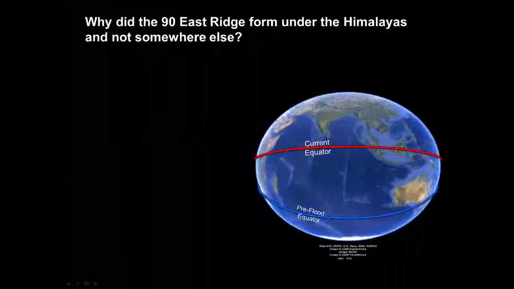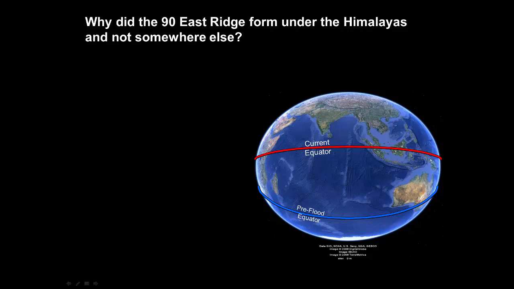While teaching on the origin of the 90 East Ridge, I was asked, why is it that the ridge is located right under the Himalayas and not somewhere else? Why didn't it rip over to the side along the mid-oceanic ridge near Africa, or out in the fractured western Pacific somewhere else? It was a good question that made me realize the need to add more detail to visually explain and answer this question.